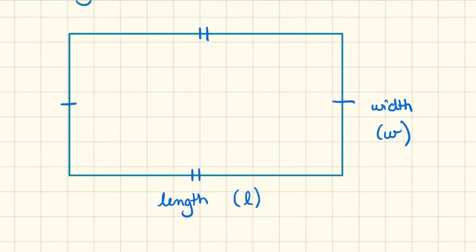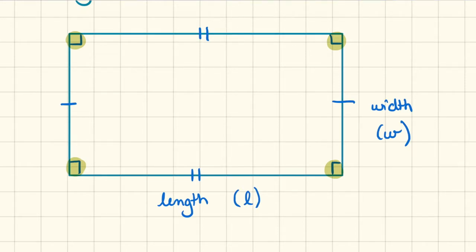There are other things that we know about this rectangle before we talk about its perimeter and area. We also know that each of these are 90-degree angles. They are perpendicular, so they create 90-degree angles. That also tells us that if we were to add up this angle plus this angle plus this angle plus this angle, all of the angles add up to 360 degrees.